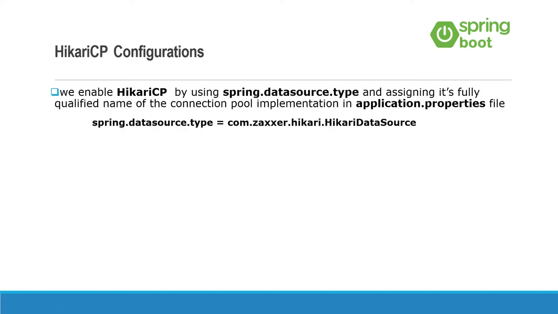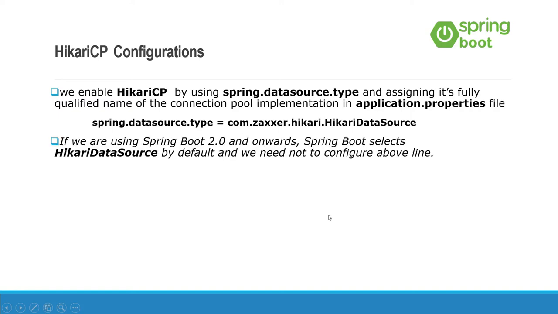Now, how to configure Hikari connection pool? First of all, we enable Hikari connection pool by using spring.datasource.type and assigning the fully qualified name of the connection pool implementation in the application.properties file. If you are using Spring Boot 1, you really need to specify this property: spring.datasource.type with the fully qualified name of Hikari data source. But if you are using Spring Boot 2, specifying this Hikari data source in your application.properties is completely optional.